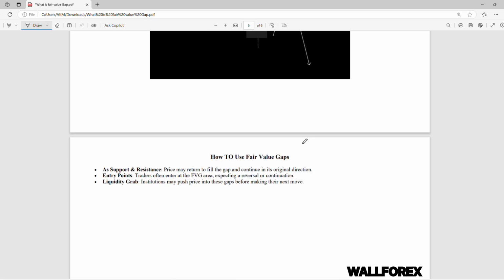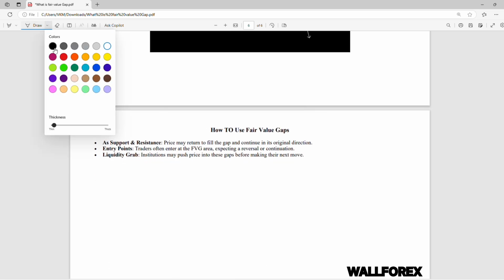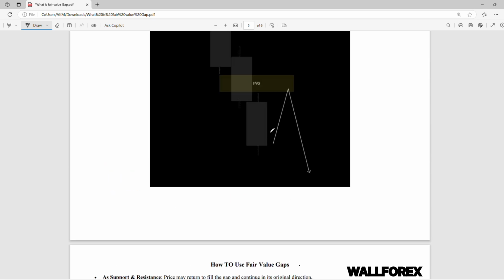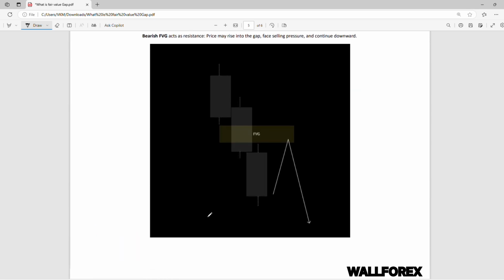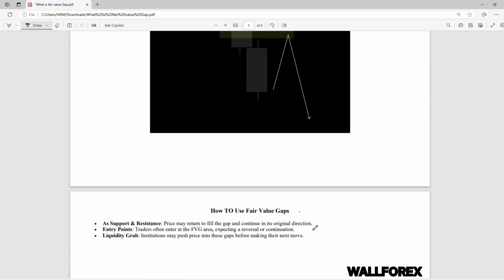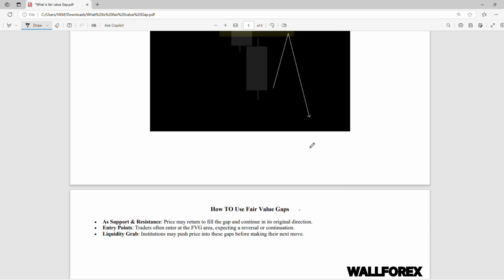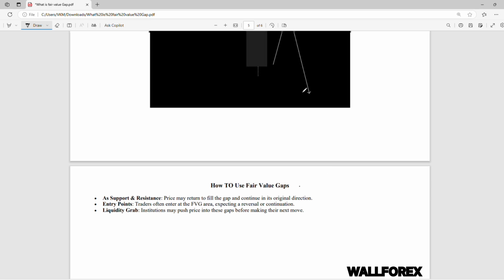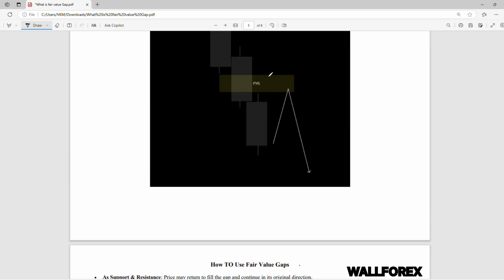How to use a fair value gap? As I said, as support and resistance. Price may return to fill the gap and continue in the original direction. In bearish, when price comes to this FVG, it will go down, which basically acts as a resistance. In bullish, it acts as a support. When price comes there, it acts as support and moves in the continuing direction. Entry point: you can use the FVG as a reversal or continuation point. You can enter from this area for a sell and put your SL above this high or anything. It's up to you.